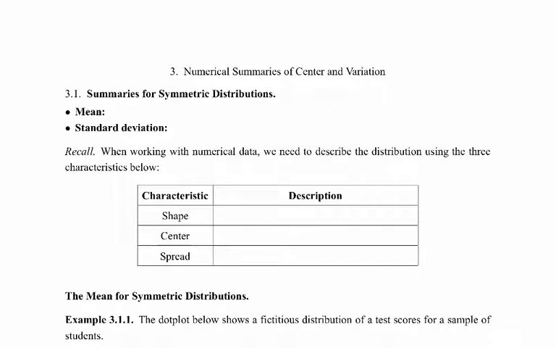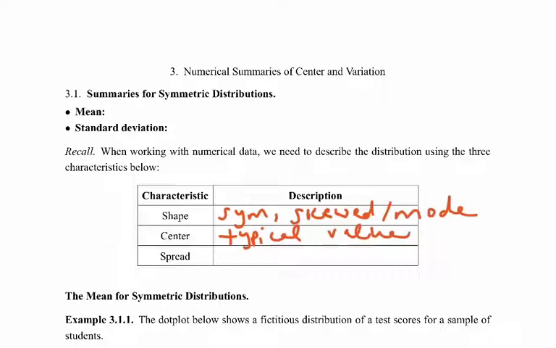that when you're working with numerical data, we always describe the distribution using three main characteristics. So the shape would refer to whether the distribution is symmetric or skewed. And along with shape, we may discuss the mode, if it's unimodal, bimodal, multimodal, etc. The center we can think of as a typical value, something that represents the distribution. And then the spread we can think of as the horizontal variation or variability. Remember, I use those words interchangeably.